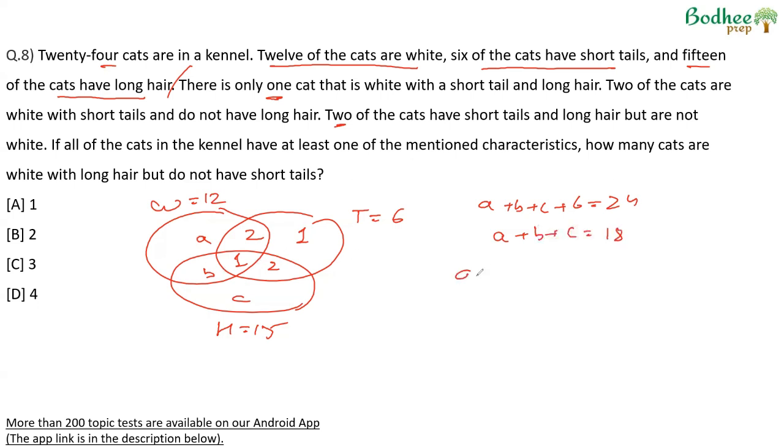Also, A plus B, this circle was 12. 2 plus 1 is already there. So A plus B will be equal to 9. So from here we will get C by subtracting 9. If C is 9, then 9, 10, 11, 12, so B should be equal to 3. And therefore A should be equal to 6. We have to find the number of cats with long hair but do not have a short tail. White and long hair is B and 1, but we remove the 1 because short tail should not be there. So we look at the value of B, which is 3.